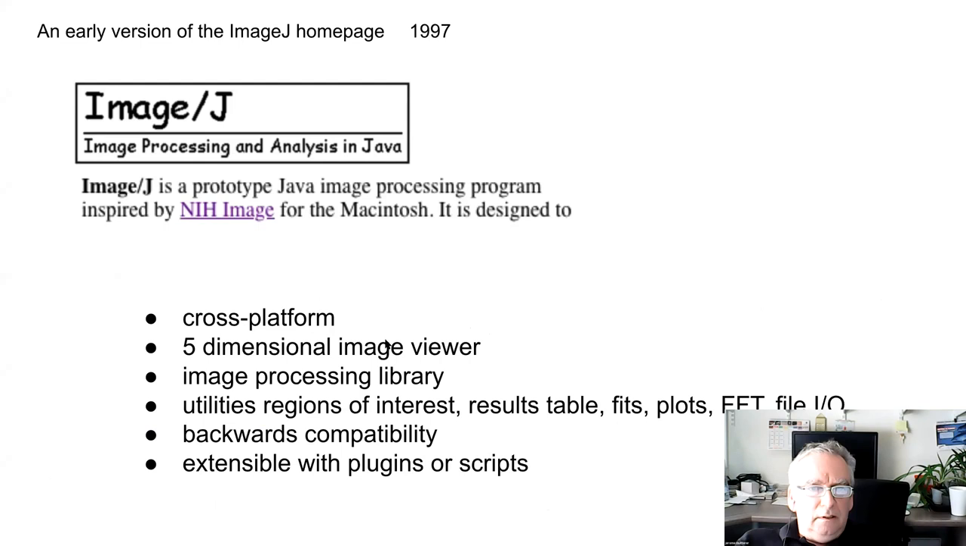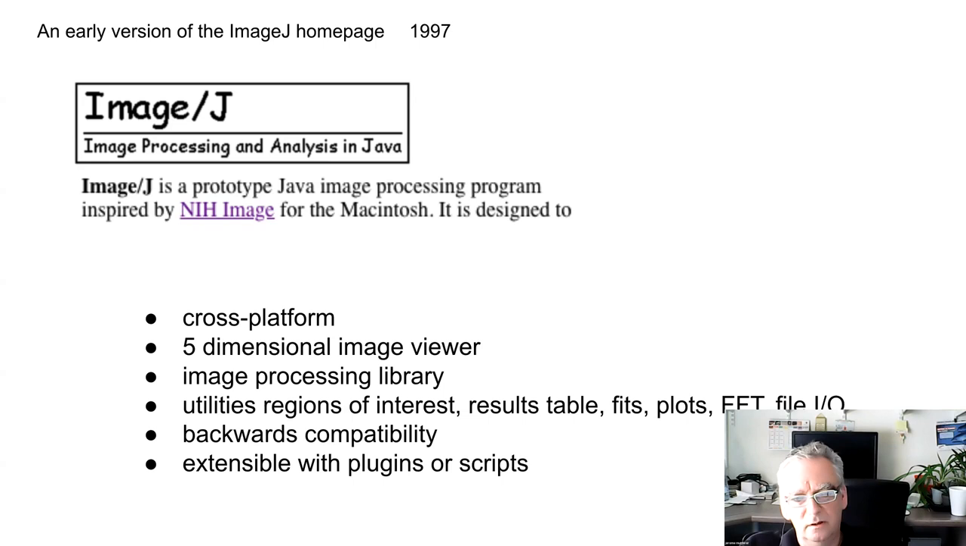Here is the oldest screenshot that I could find from ImageJ, and it had a slash in its name. Interesting. But the reasons to use ImageJ at that time were exactly the same why we still use it today, and maybe we will use it for many more years, or at least a couple more years. It's a cross-platform software. It's basically a multi-dimensional image viewer, limited to 5 dimensions. We can talk about this later. And it's not only a viewer, but also an image processing library. And a very interesting thing is that it has built-in utilities to help process the images and take data out of the images.